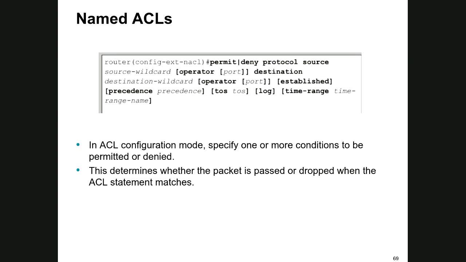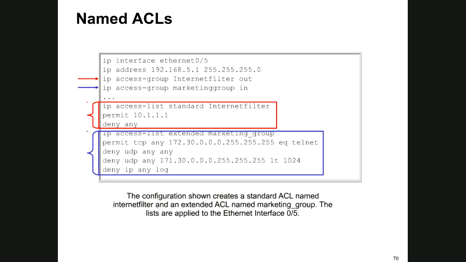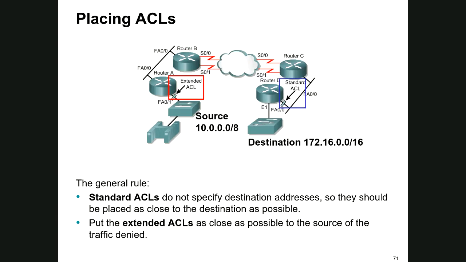So the syntax is from the prompt, type the name of the list, and then permit or deny, just like you would with a standard numbered access control list. So in this case, he has a standard IP access list in red, IP access list standard, because we have to tell it standard or extended, and he's given it the name internet filter. And he said permit 10.1.1.1. Maybe that's the host machine, the only one that's allowed to go out to the internet. Everybody else is denied.